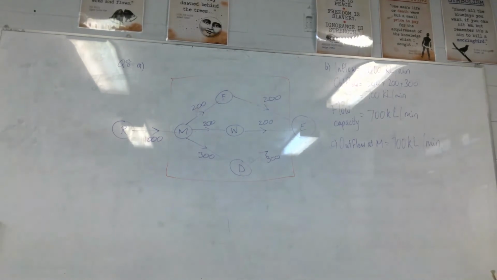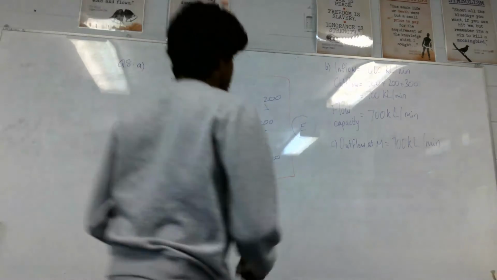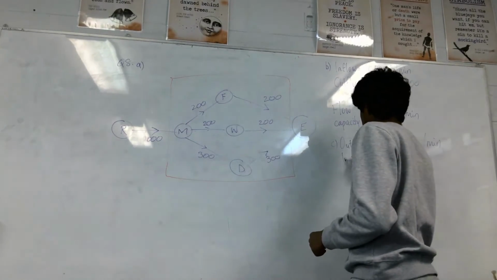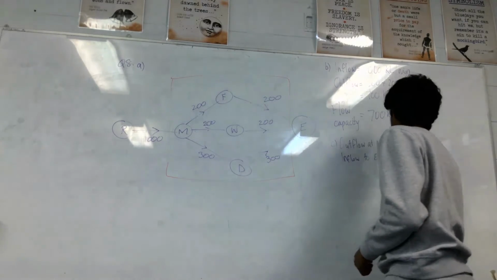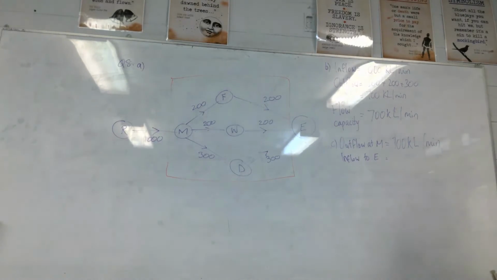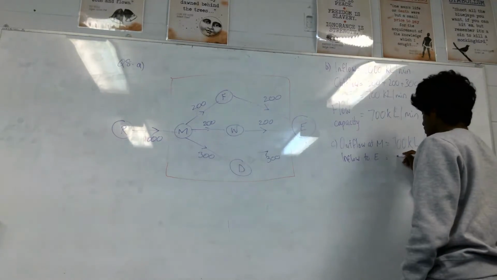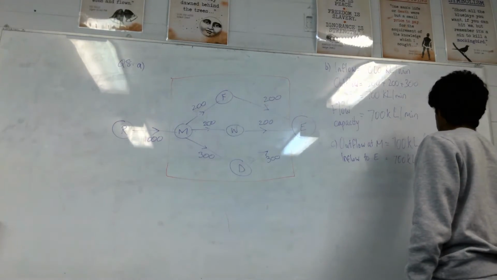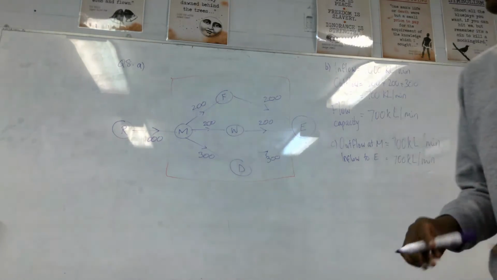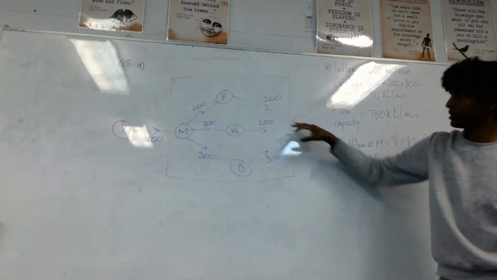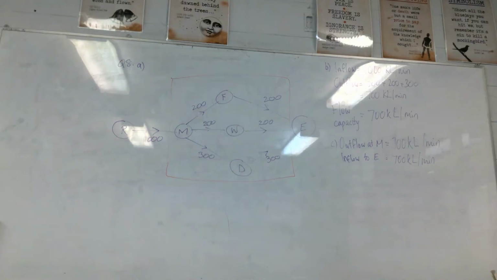Alright, so the outflow at point M going away is 700. So let's look at the amount, the inflow towards E. So the inflow to E is also 200, 200, 300. So that's 700 kiloliters per minute. Since both of these two equal each other, that means the amount going out and the demand going into point E, the last point on our network, is the same.